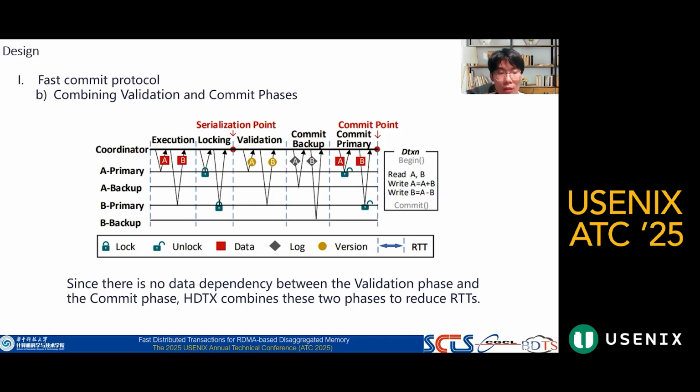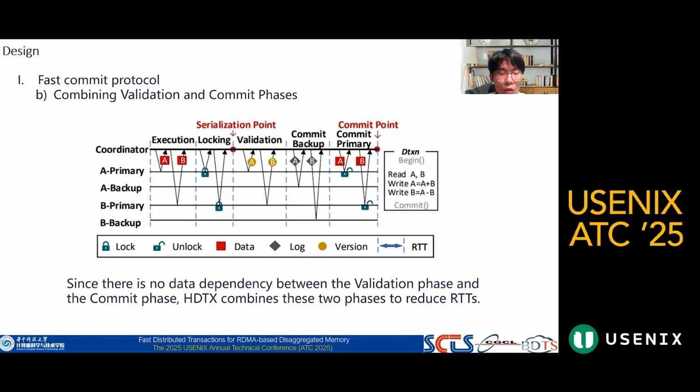After merging the commit phase, let's review the original protocol. The validation phase checks whether the read site is updated by other clients during the execution and the locking phase, while the commit phase writes redo logs of the write site to all replicas. We find that there is no data dependency between the validation phase and the commit phase. So we further combine these two phases to reduce the network round trips. In this way, HDTX can shorten the lock duration and enable fast transaction commits.